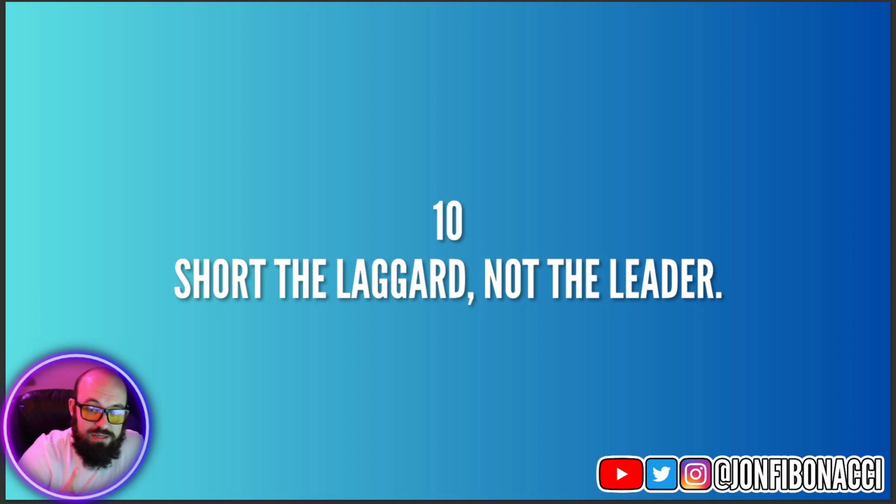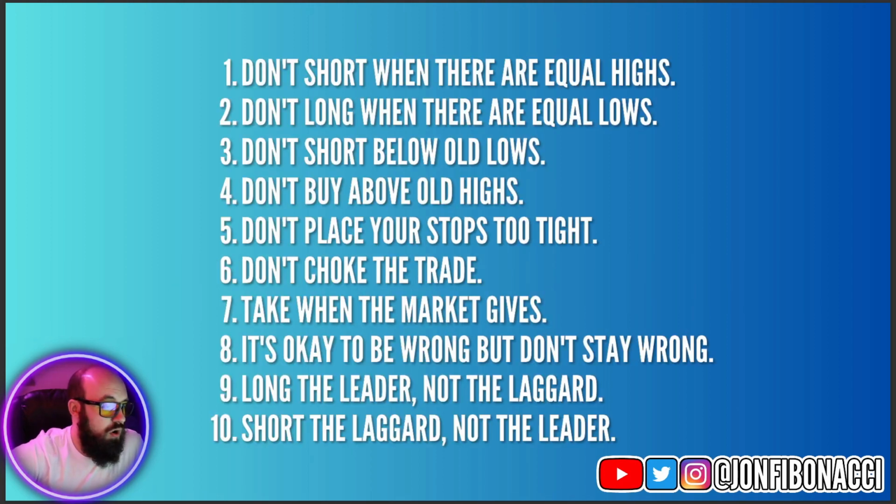So coming back to one of the earlier rules, I'm not going to short when there's equal highs. But anyway, NASDAQ would be the laggard. So if we're going to take a short position, ideally it would be on NASDAQ and not the one that's making a higher high like the Dow. And there you have it, guys. Those are the top 10 smart money trading rules that I have for myself.